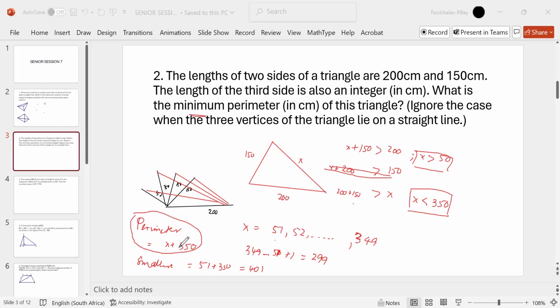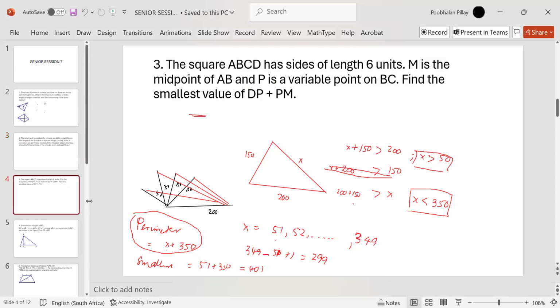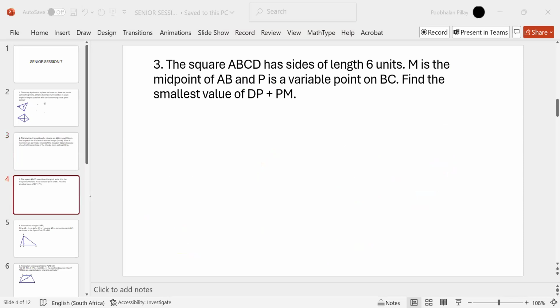And then we say, okay, that means I need to find the smallest value of x. And then you do all this, and you will see the smallest value of x, which is bigger than 50 and less than 350, is 51. And that will give you the minimum perimeter, 51 plus 350. So that is how I should approach the problem. And anyway, it's a good learning experience. It shows that I could have done it in a much better way. Okay, so let's go on to the third question.